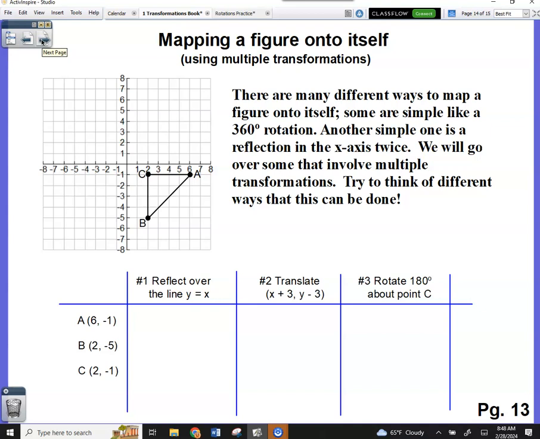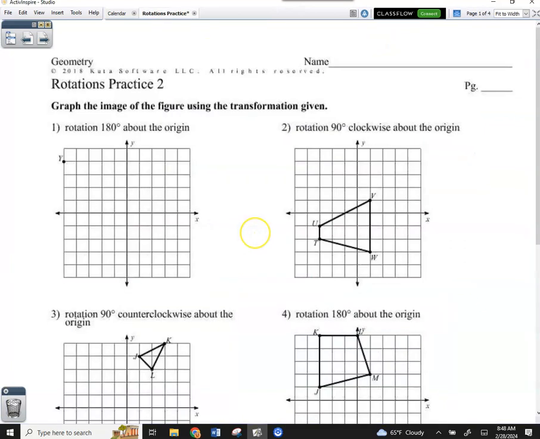This is the last stuff in your little flip book, and we are going to talk about this tomorrow, mapping. So you can keep the flip book out so that you have your rules of rotations. As you go to this paper right here.